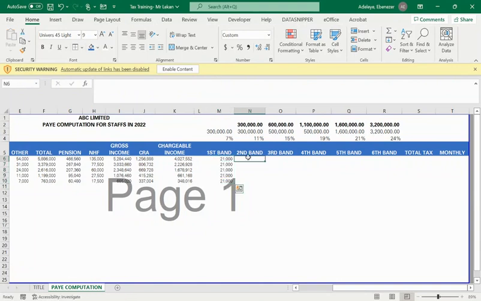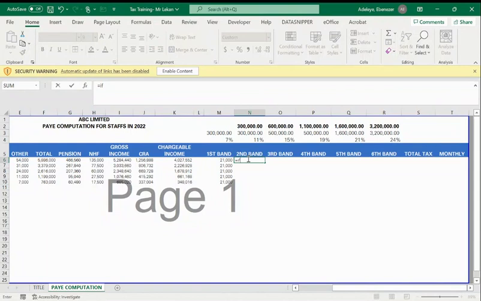For the second one, I want you to pay attention. We are doing the IF function again. Now we are saying that, because we have already accounted for the first 300,000, if the difference between our chargeable income and the 300,000 we already accounted for initially is greater than or equal to the next 300,000, then let it give us the rate multiplied by that 300,000.